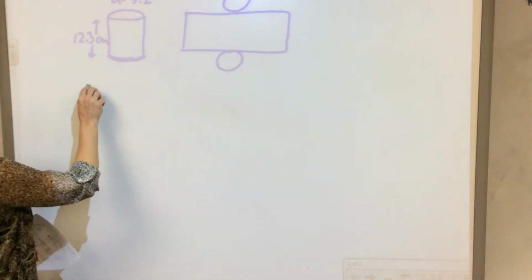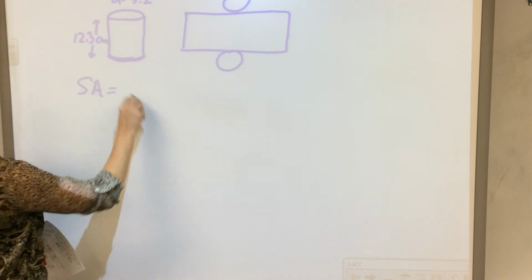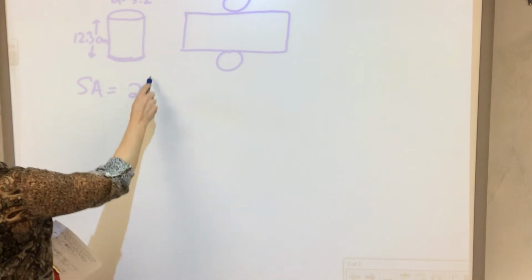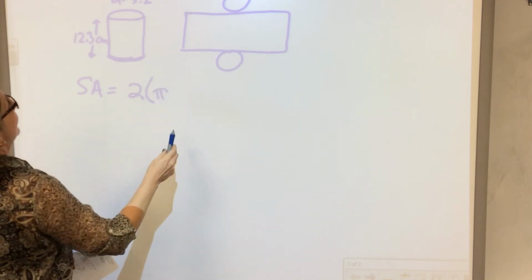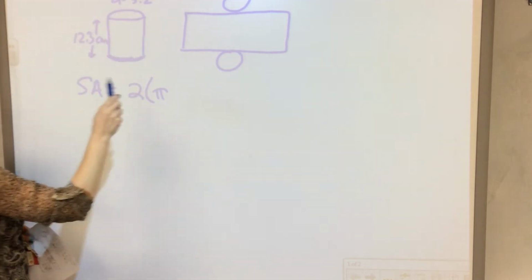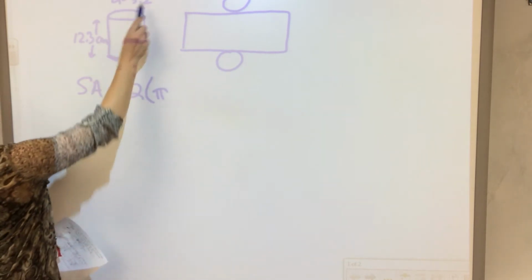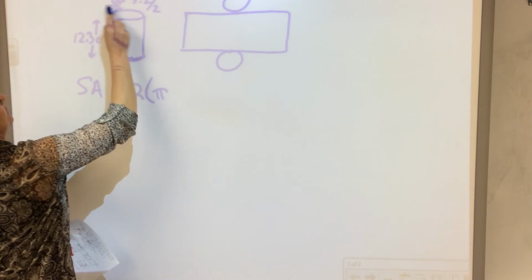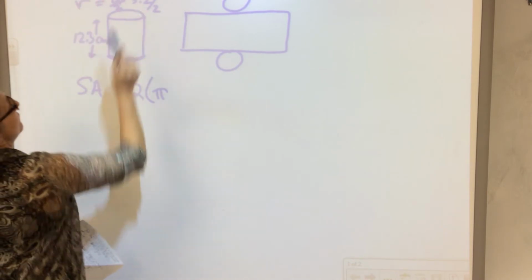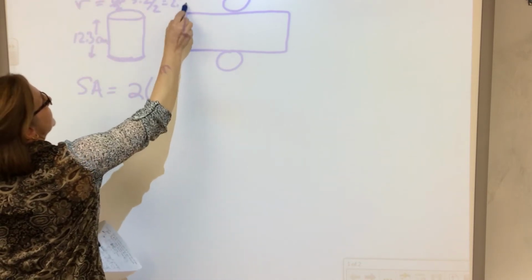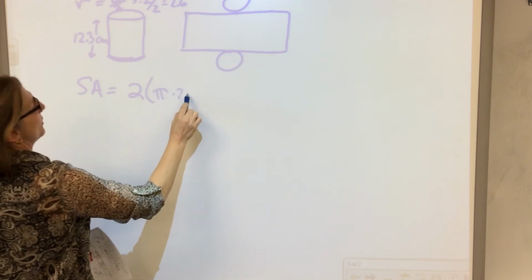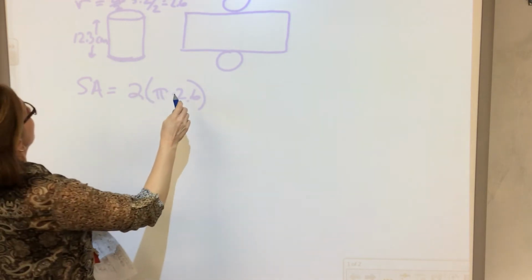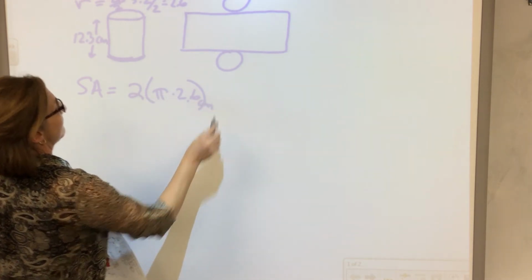Okay, so we're going to start out to find the total surface area. We're going to do 2 times the area of the two circles. So the area of the circle is going to be pi times the radius squared. Well, if I divide the diameter by 2, I get the radius. So 5.2 divided by 2 is 2.6. So I'm taking pi times 2.6, and then I'm going to double it. So that's going to give me the area. Oh, and this is centimeters here.